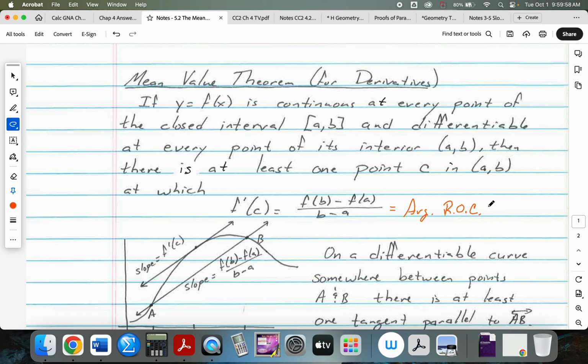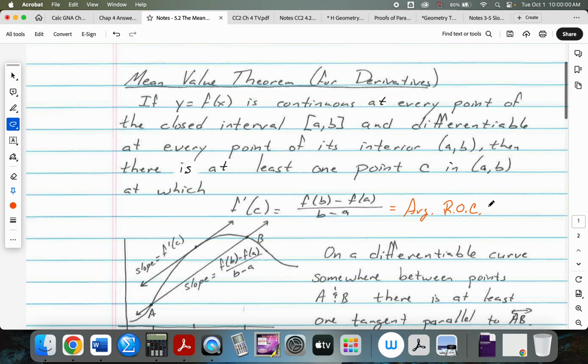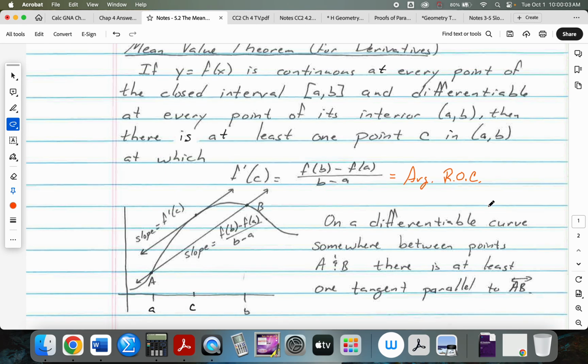So graphically, what we have then is if we have a nice differentiable curve, somewhere between points A and B, there'll be a place where the tangent line is parallel to this secant line. I don't normally think about it graphically all that much. I think of it as if you have a nice differentiable function, then someplace between where I start and where I end, the average rate of change will be equal to the instantaneous rate of change.